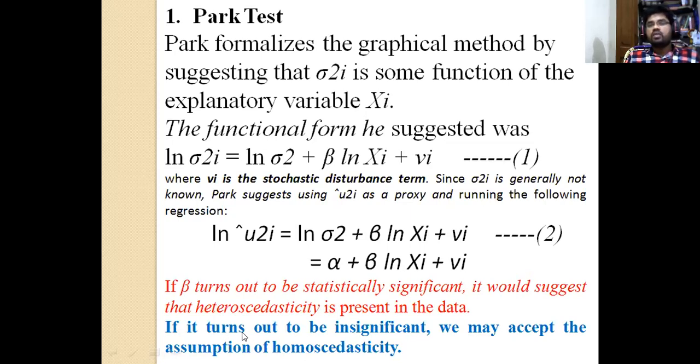If it turns out to be insignificant, for example, when you test the t value and it is not significant, we may accept the assumption of homoscedasticity. When the t value is not more than 1.96, we may conclude that it is not significant, which is not affecting the variance of the error term significantly. So we can say that there is no heteroscedasticity problem. There is a homoscedasticity situation.